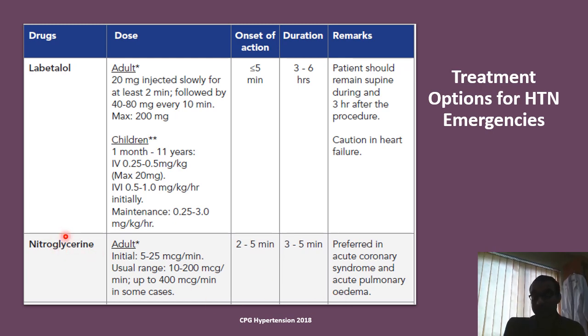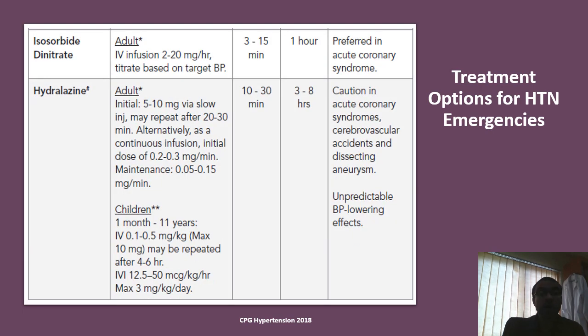For this patient, nitroglycerin is a good choice. Labetalol is very effective, but sometimes we have to be cautious in acute heart failure. We also have another recommended agent for acute coronary syndrome, isosorbide dinitrate. We have one of the vasodilators which is proven to be effective, hydralazine, but it should be used with caution in acute coronary syndrome, even in patients with cerebrovascular accident.